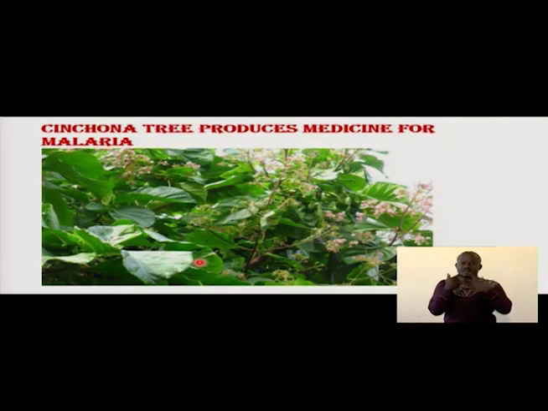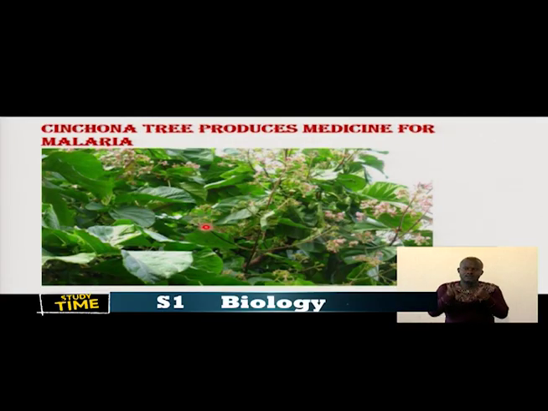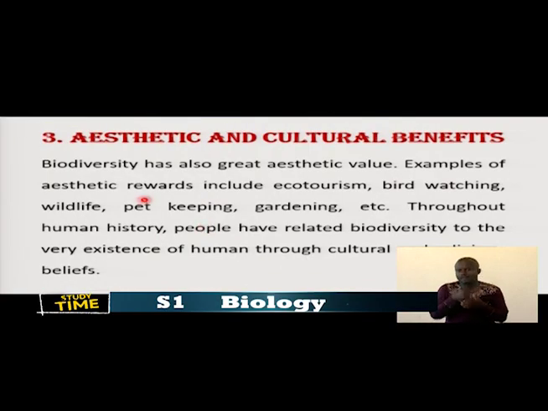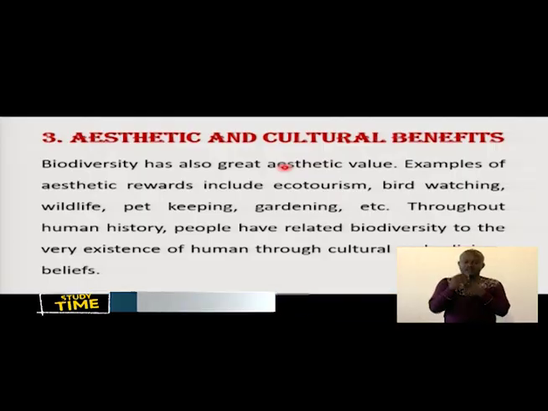This is a very good example of what we call the cinchona tree, which produces medicine for malaria. This tree is a very good source of quinine, which is very important for treatment of malaria. Some people commonly say it is called quinine. So that is a very good example of a plant we find in the environment, which can be used as a good source of medicine. Then we have aesthetic and cultural benefits.